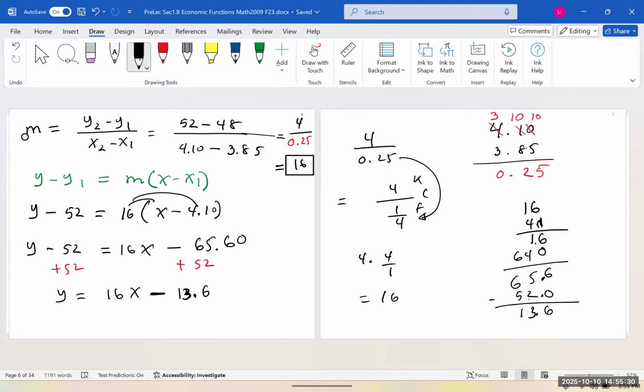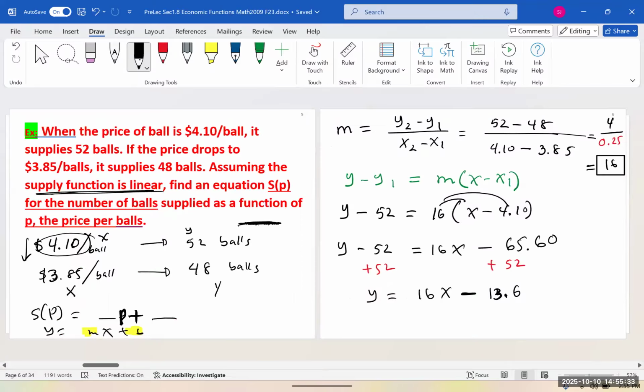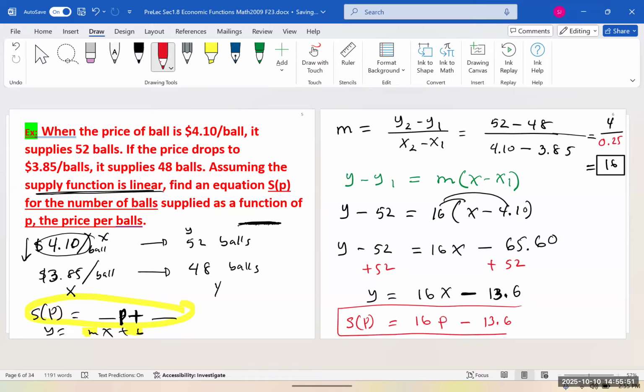But they are saying, write the equation in this format. No x, no y. These variables only. That means we write S of P equals 16P minus 13.6. Did I do something wrong? Yay, I got it.